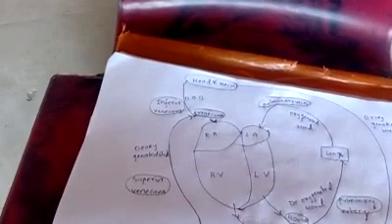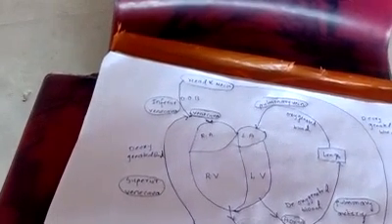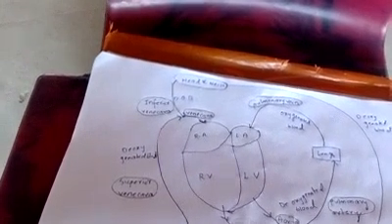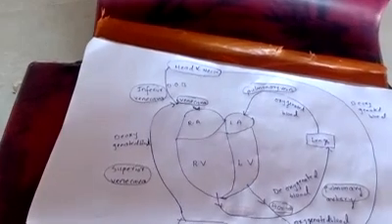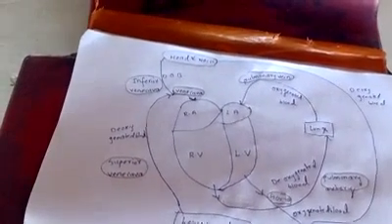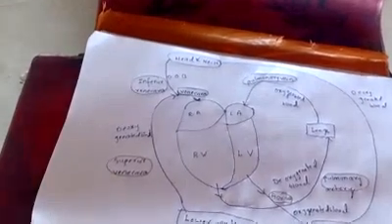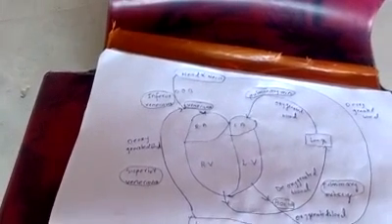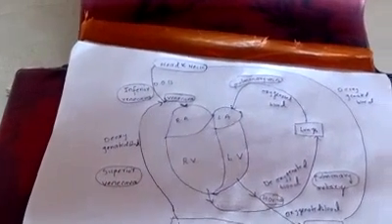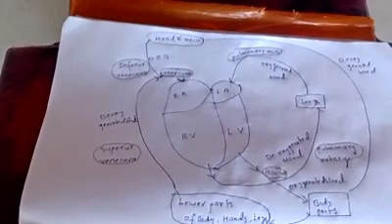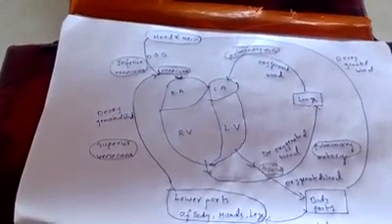So the right atrium is now filled with which blood? Deoxygenated blood or impure blood? Impure blood. So children, you know about that. In the heart, how many chambers are there? Four chambers are there.